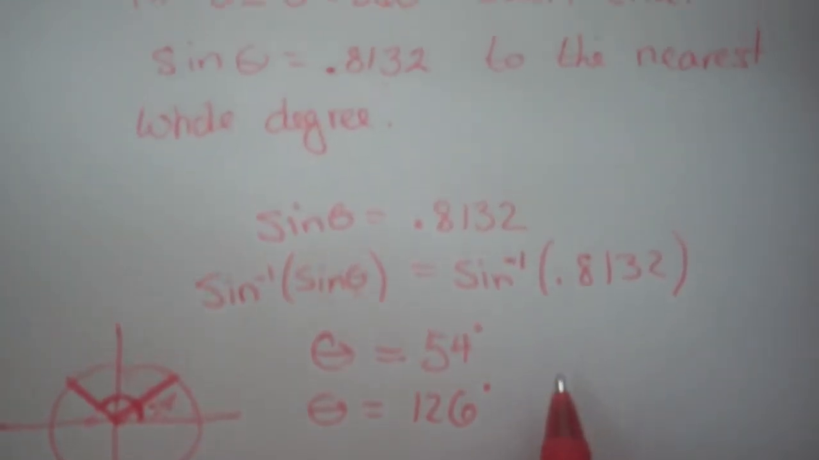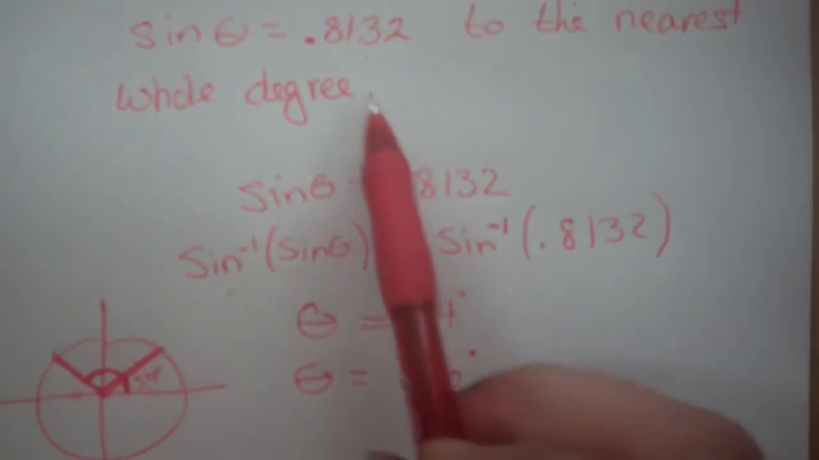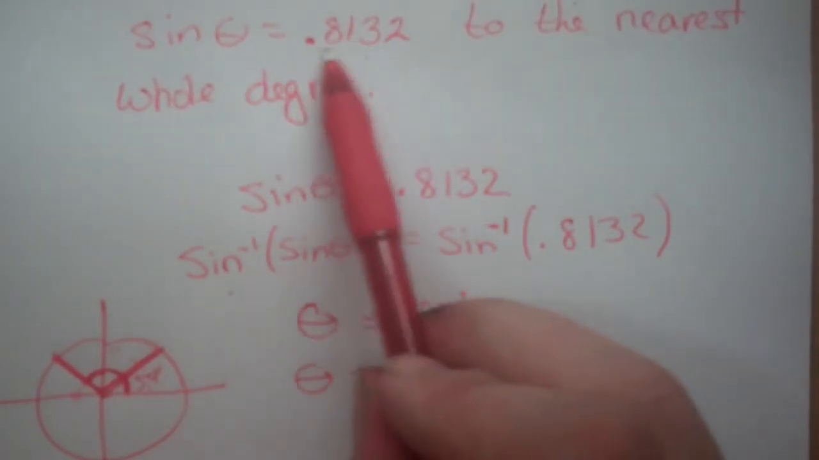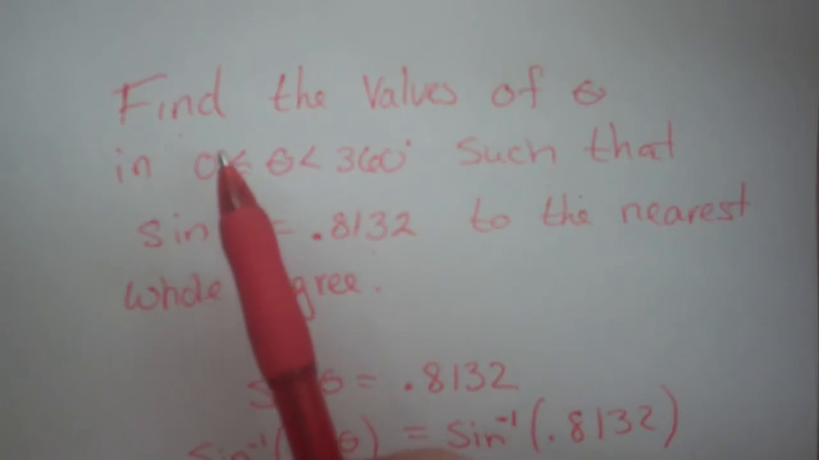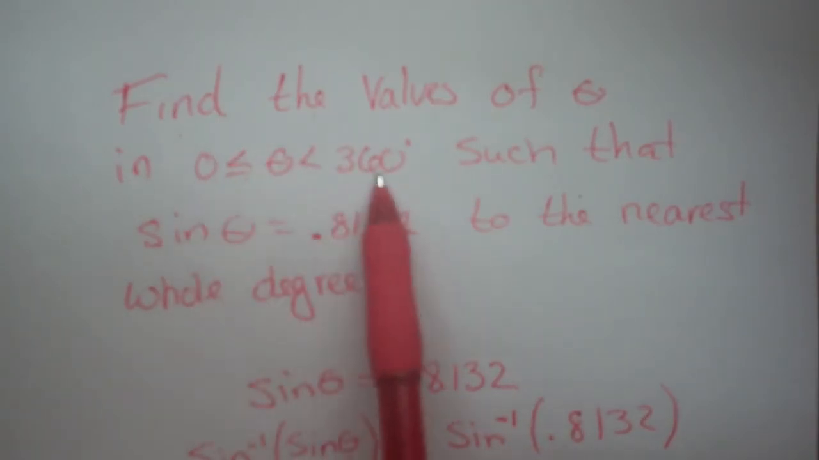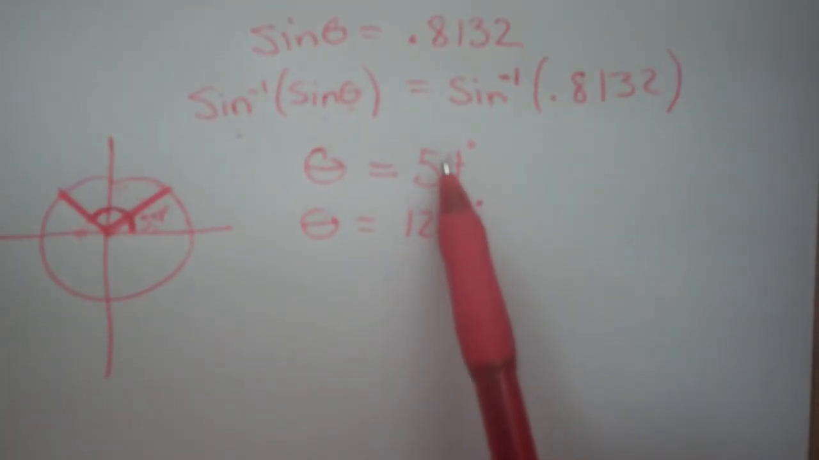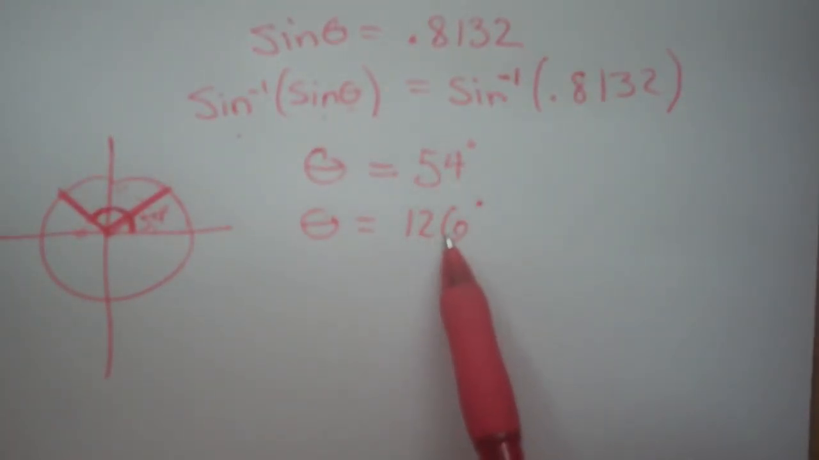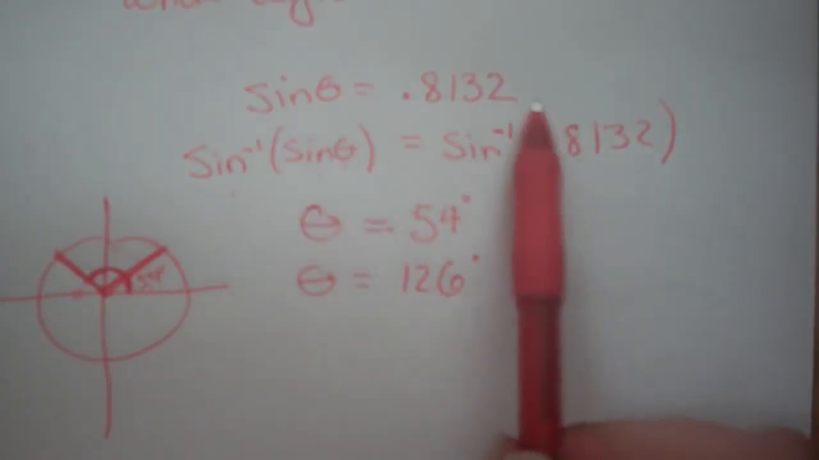These are the only two angles that we can put into theta here that'll come out giving us 0.8132, as long as we only have to stay between 0 and 360, as it was in this example. So these are the only two angles that are between 0 and 360 that will satisfy this equation.